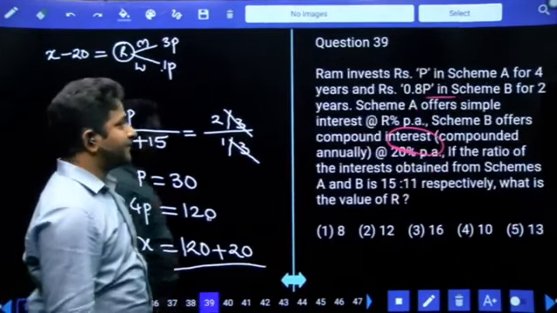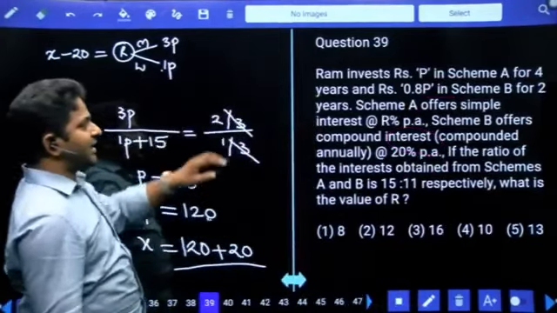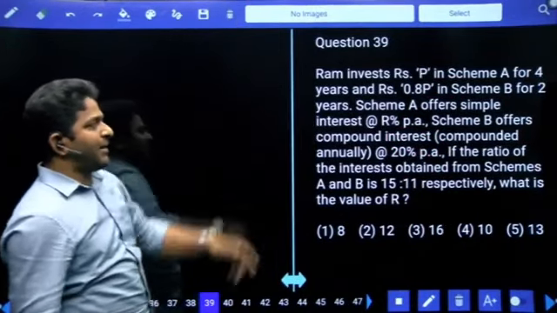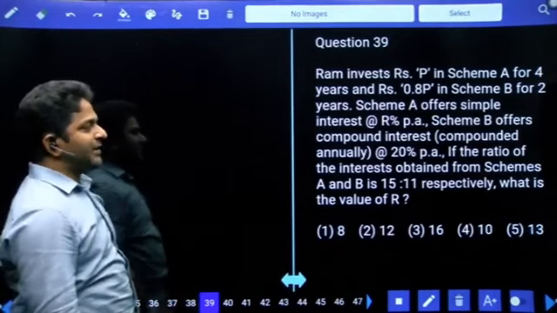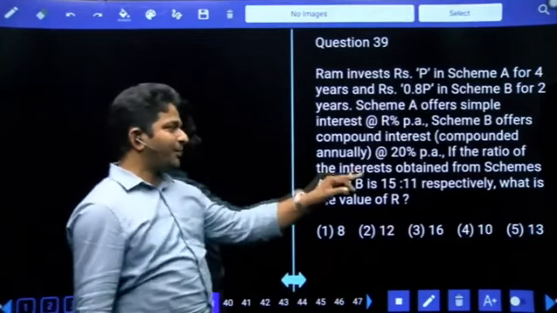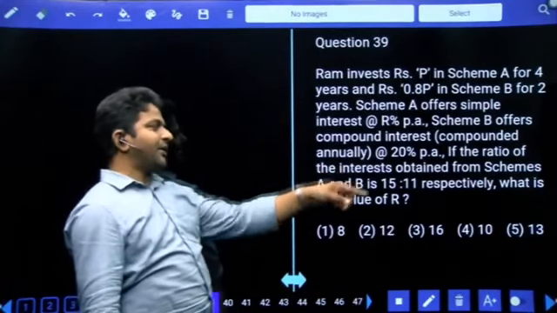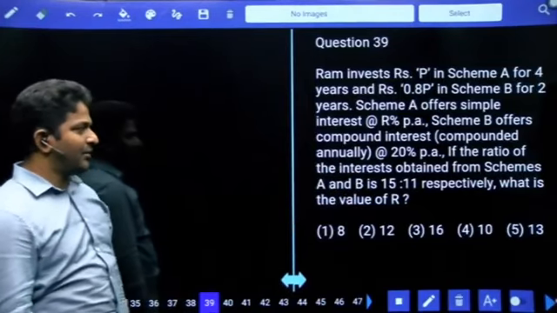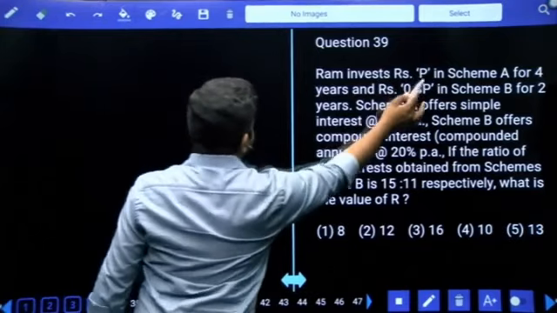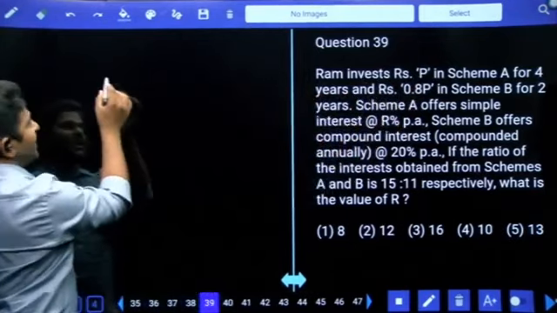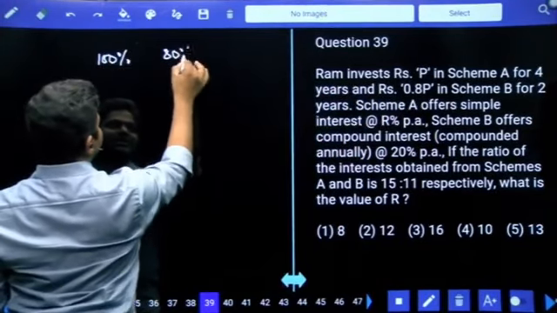140, fourth option answer. Ram invests P rupees in scheme A for 4 years and 0.8P in scheme B for 2 years. Scheme A offers simple interest at R% per annum. Scheme B offers compound interest at 20% per annum. If the ratio of interest obtained from both the schemes is 15:11, what is the value of R? Let us assume P rupees as 100% and 0.8P as 80%. Here 100% invested and here it is 80% invested.